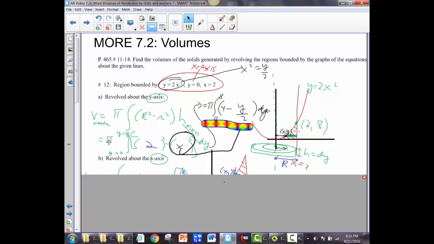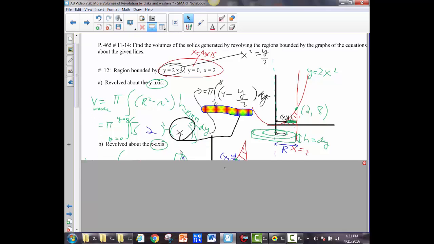So we have pi times big R squared minus little r squared, times h. My h is dy. Since my h is dy, this has to be from y equals 0 to y equals 8, which is bottom border y equals 0, top border y equals 8. My big radius, if you remember, we figured out was 2, and my small radius was x. So 2 squared minus x squared. Remember, this is not 2 minus x all squared. And I'm just setting these up. After that, you would either evaluate it by hand or with a calculator.